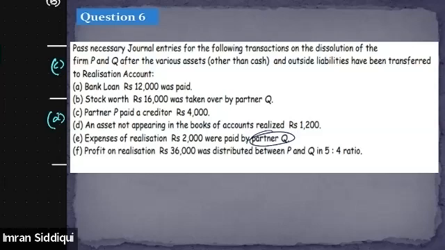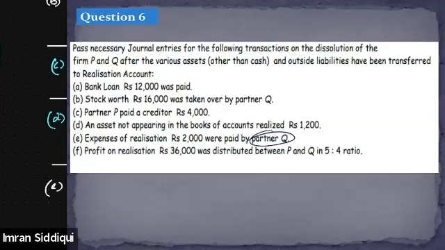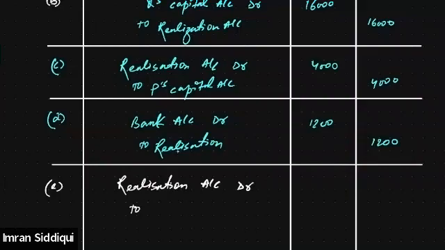Partner Q's capital account will be written in the realization. So basically the journal entry for this will be realization account debit to, who is going to bear such realization expense? It is being paid by partner Q. So Q's capital account, amount was 2000.